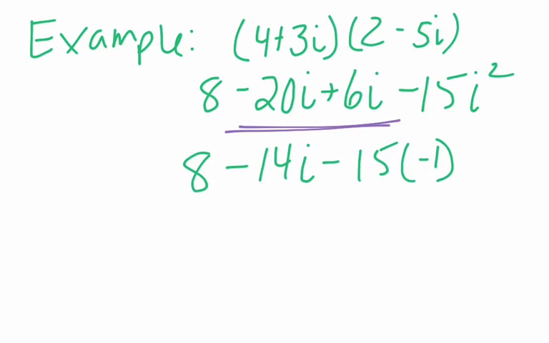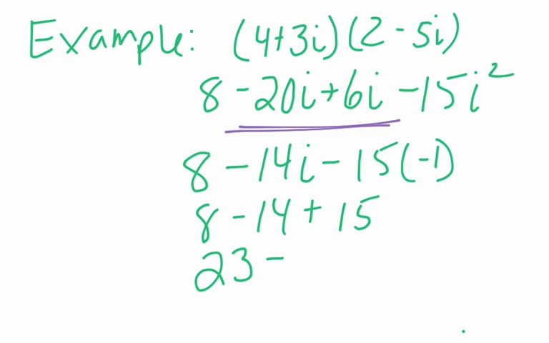Now we realize we actually have a little bit more work that we can do because now I have two terms that are real numbers. Negative 15 times negative 1 is positive 15. And I'll kind of repeat that because we do have quite a few negatives in there. Negative 15 times negative 1 is a positive 15. And now I can do 8 plus 15 to get 23.